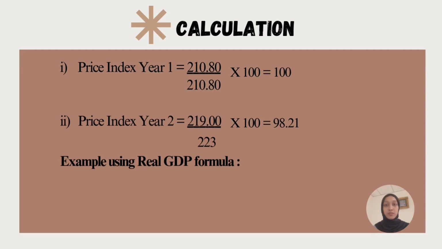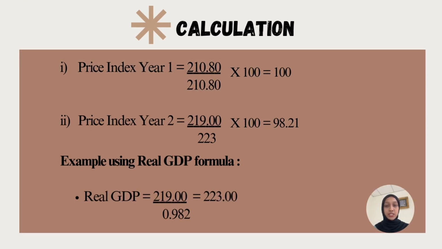I will explain the difference between nominal GDP and real GDP using this table. This table shows the calculation of GDP for 2 years using the price and production of 3 products, which are orange, biscuit and chocolate bar.